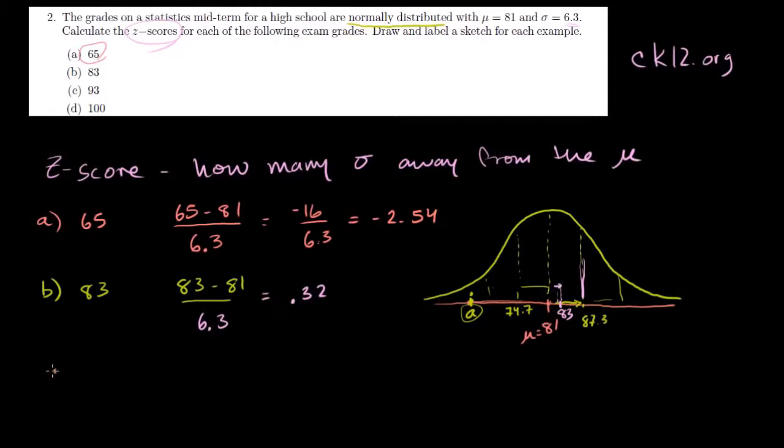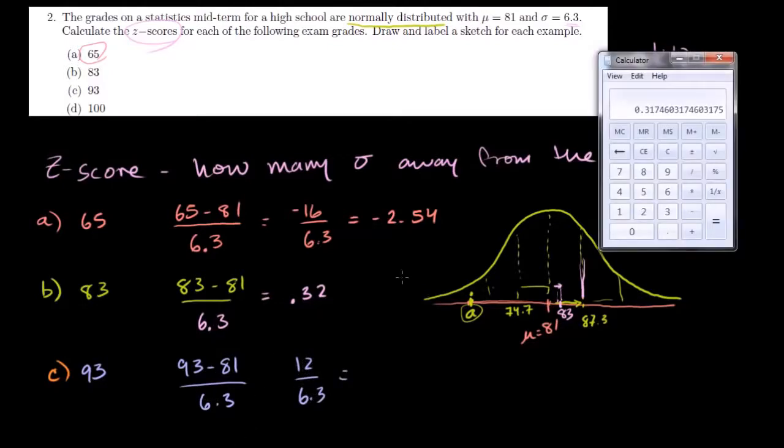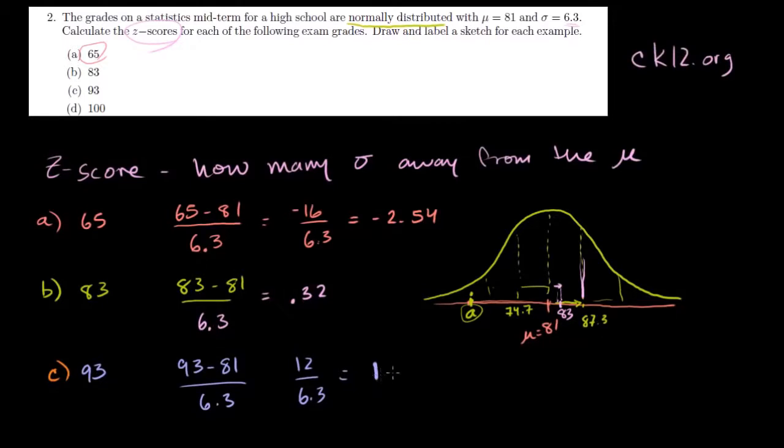Part C. 93. Well, we do the same exercise. 93 is how much above the mean? Well, 93 minus 81 is 12. But we want it in terms of standard deviation. So 12 is how many standard deviations above the mean? Well, it's going to be almost 2. Let's take the calculator out. So if we get 12 divided by 6.3, it's 1.9 standard deviations. Its z-score is 1.9, which means it's 1.9 standard deviations above the mean.